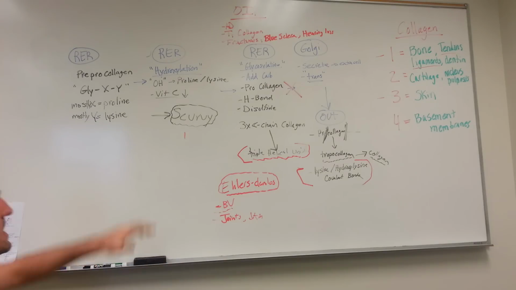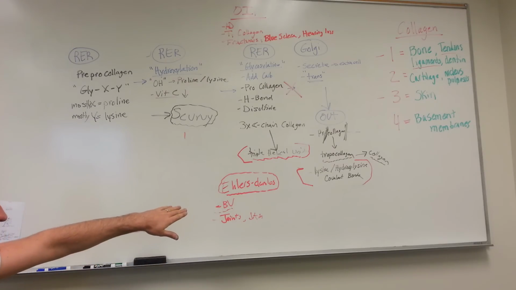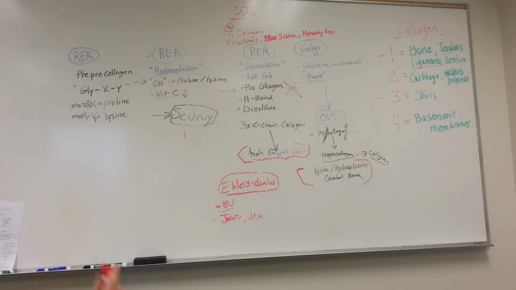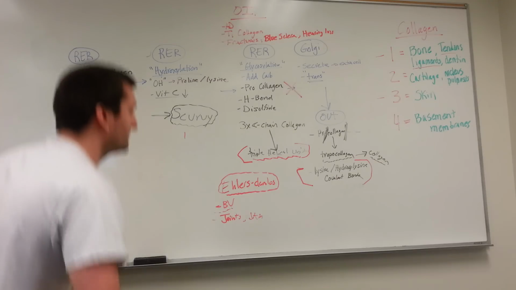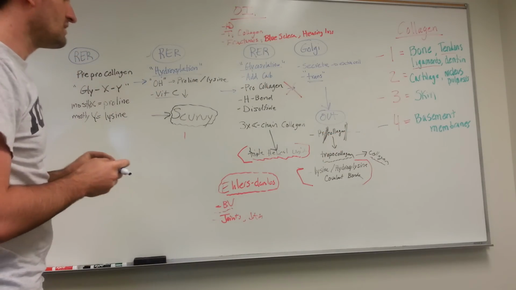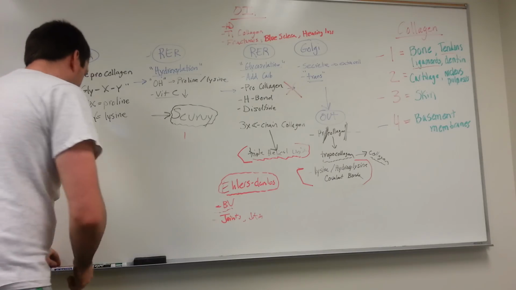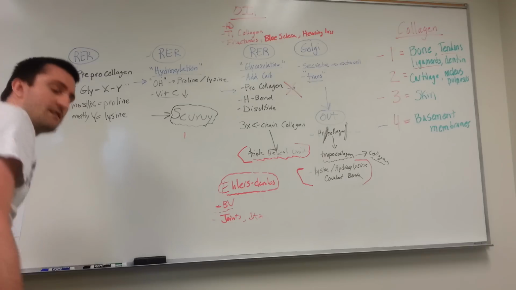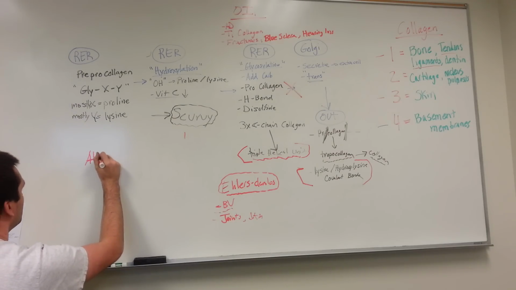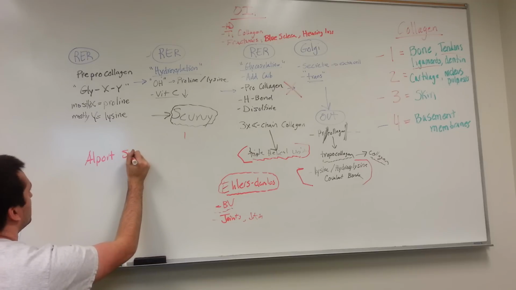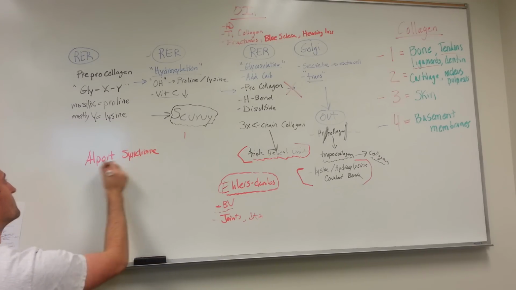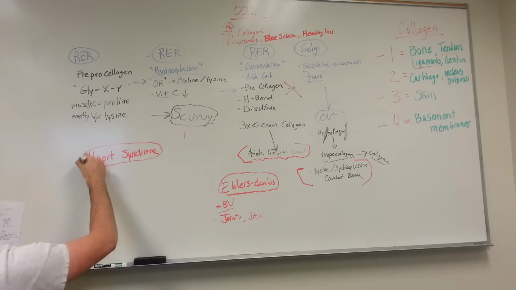So we've talked about scurvy, we've talked about Ehlers-Danlos, we've talked about osteogenesis imperfecta, and then the last one that I want to cover, I mentioned at the very beginning, dealt with type 4 collagen. Type 4 collagen, let me get my red out again, and I'm going to write it down here. We're going to talk about Alport syndrome. So what is Alport syndrome?